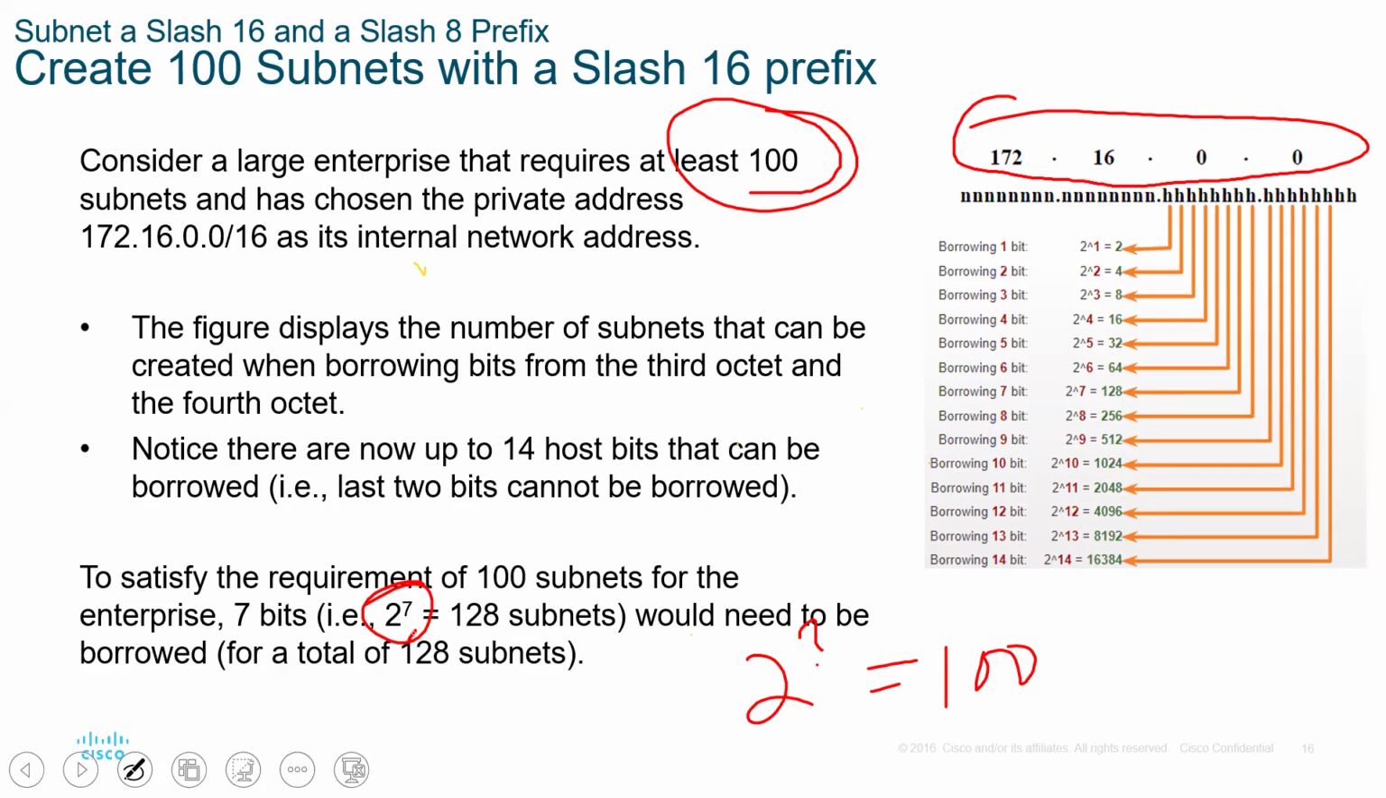So we are going to borrow 7 bits: bits number 1, 2, 3, 4, 5, 6, 7. If you borrow 7 bits, it's going to give you at least 128. That is why you see here borrowing 7 bits. So that means we're going to turn 7 bits on. The question is saying create at least 100 subnets, because you can be asked to create a number of hosts, or a number of subnets.